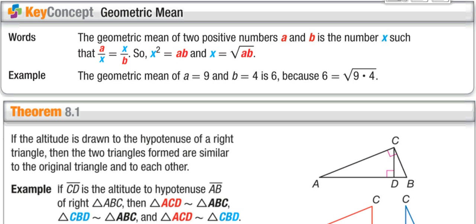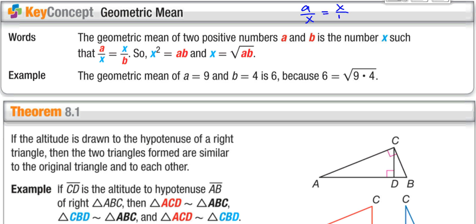We're going to move on now to the key concept of the geometric mean. When you looked at that proportion that you wrote in your key terms, if you cross multiply... because I'm not here, it's hard for me to point, so I'll just read this to you. The geometric mean of two positive numbers, a and b, is a number x such that a over x equals x over b.